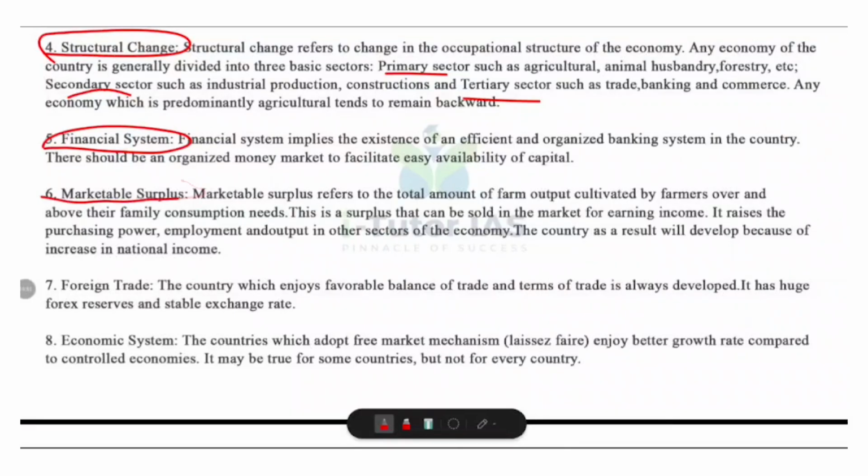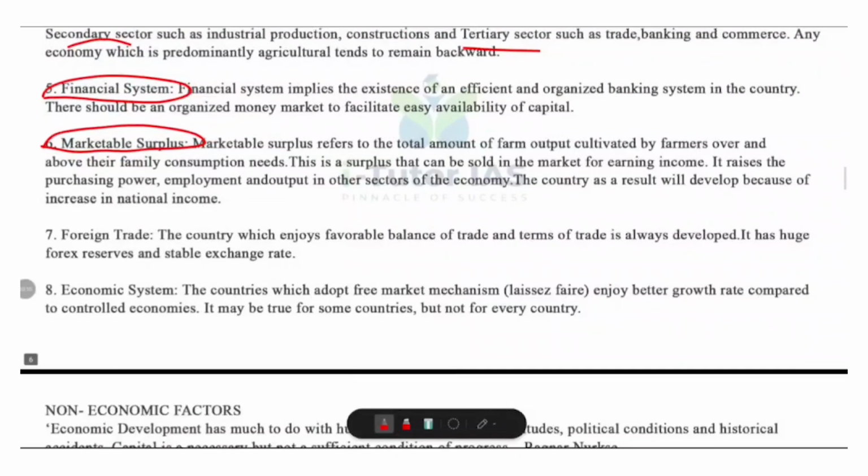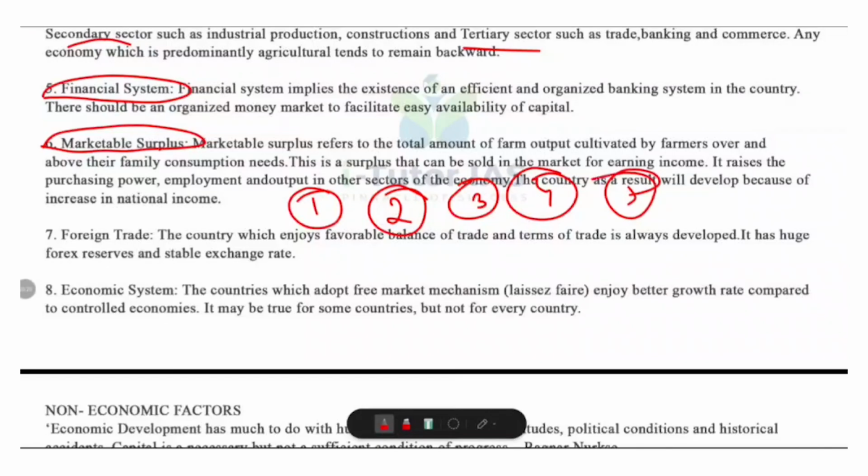Then sixth one, marketable surplus. What is meant by marketable surplus? Marketable surplus is the excess agricultural produce available after the farmers meet their own consumption needs. This surplus can be sold in the market and generate income. Higher marketable surplus leads to increased purchasing power, more demand for goods, higher production, higher employment, and also increased national income. Without marketable surplus, industrialization cannot progress because the non-agricultural population depends on the surplus for food.